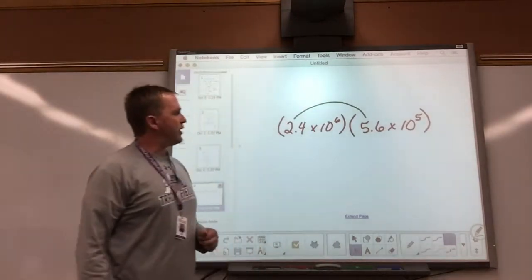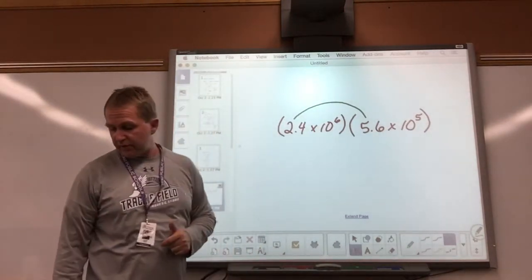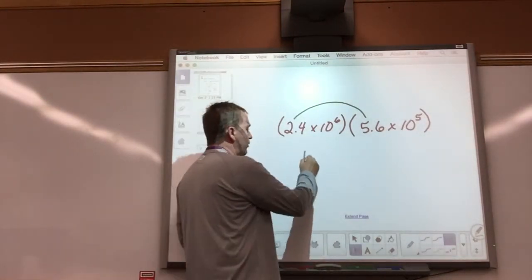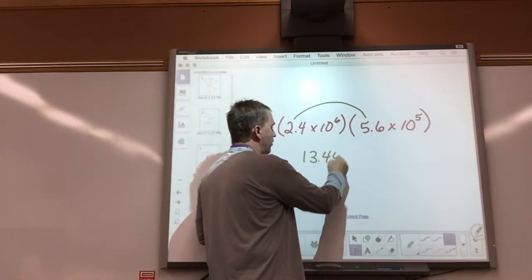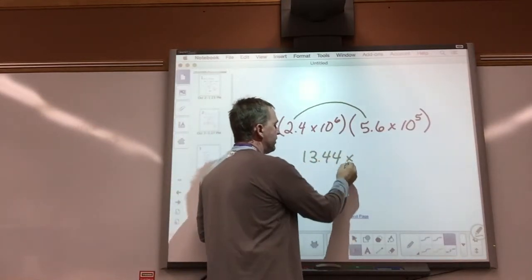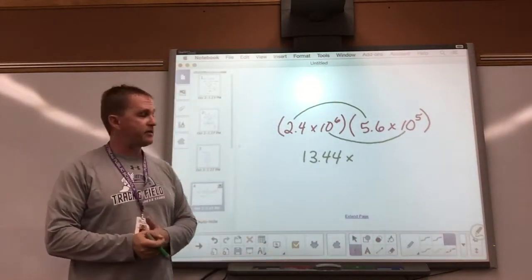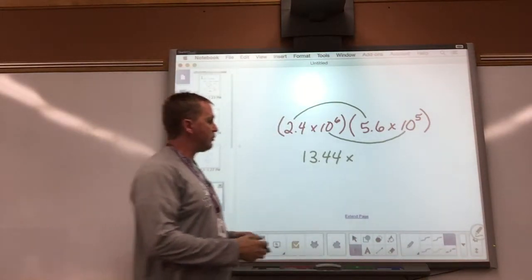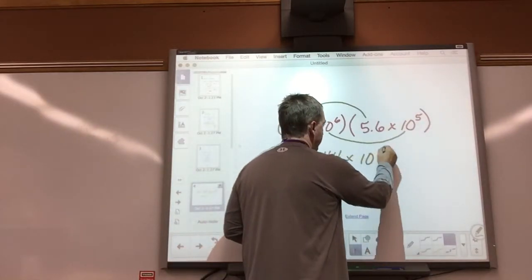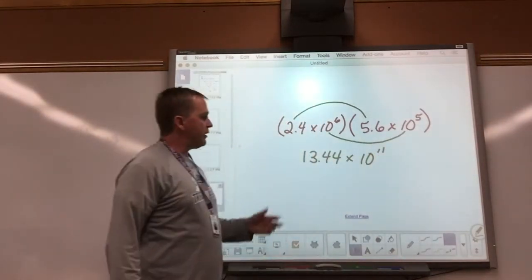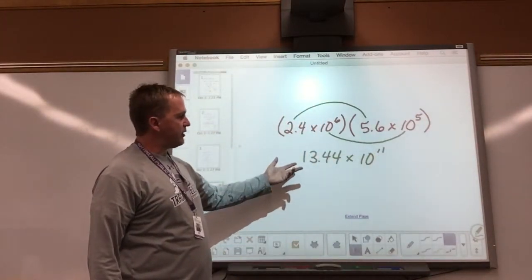We decide we want to multiply those 2 numbers right there, 2.4 times 5.6. Turns out to be 13.44 times, now we want to multiply these 2 numbers right here. Again, like bases, 10 to the 6th times 10 to the 5th, we should be able to add the exponents. So we have 10 to the 11th power. That is my answer, and it's certainly in scientific notation.